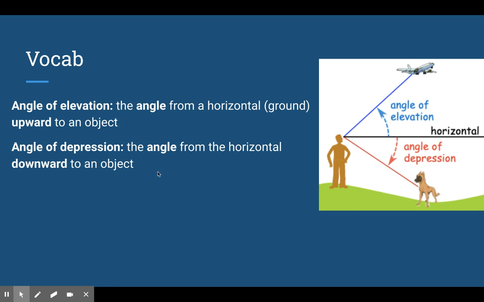Whereas the angle of depression is just the angle from a horizontal downward to an object. So if the horizontal in this case is the line of sight of this person, they have to look down at a dog and look up to see a plane. Looking up creates an angle of elevation. Looking down creates an angle of depression.